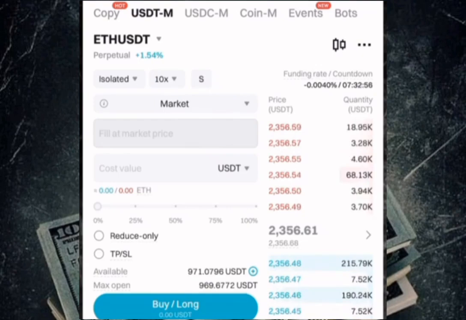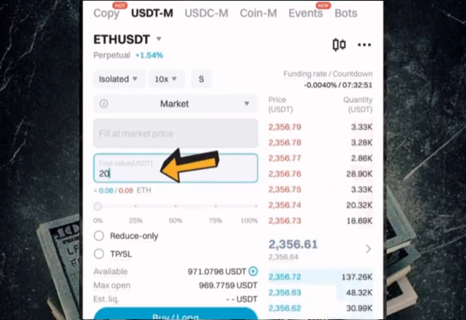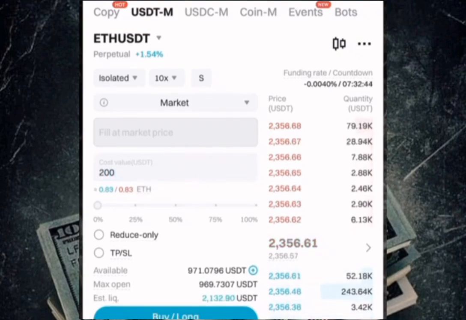So what you just need to do is enter the cost value amount you're dropping from your wallet. So let's say I want to drop $200 again. That will be $200 right there. So once you enter the amount you want to drop, right here is where you have this TP/SL. If you want to set your take profit and stop loss before entering the trade, you can do that. If you want to set it while the trade is going on, you can do that. So any one of the two is okay for you.